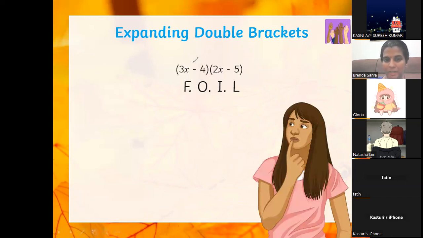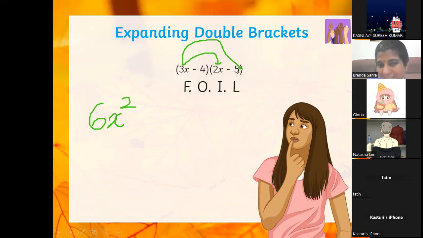Okay. So, first go. 3x times with the 2x. I'm going to get 6. 3 times 2 is 6. X times x is going to give me x squared. All right. Now, take your 3x, go to the 5. So, there's a -5, girls. So, be careful. Negative 3 times 5 is 15. And then, of course, you have the x.